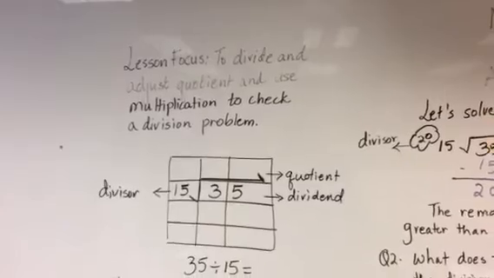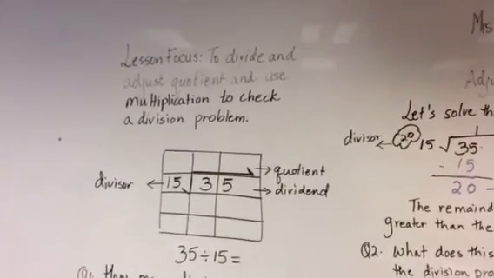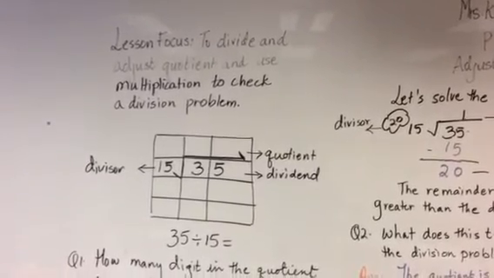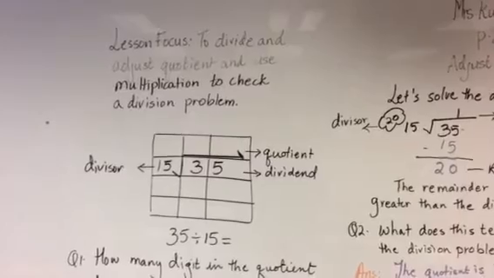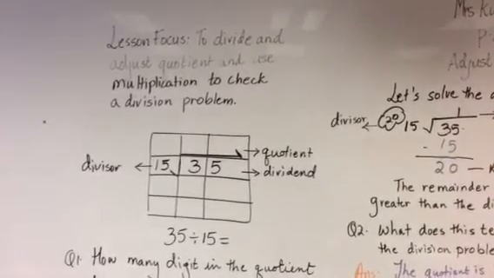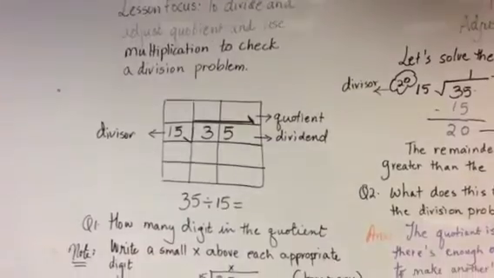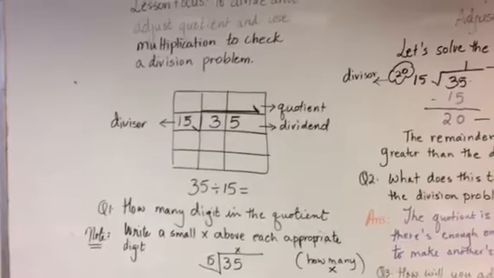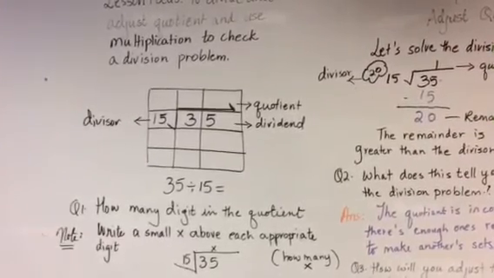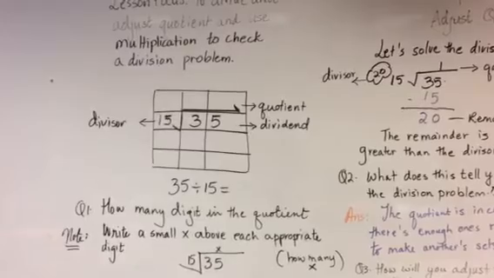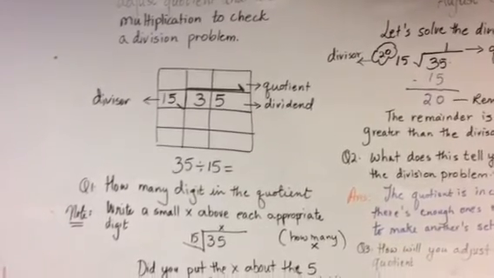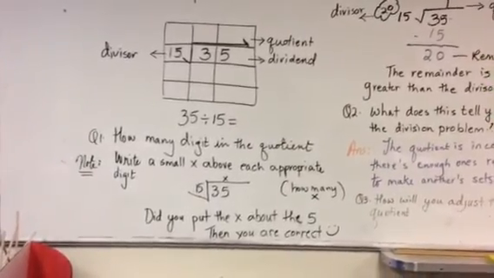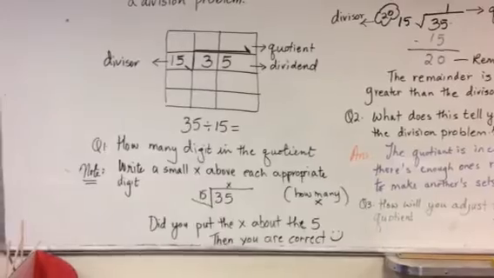So if you see in the grid, I have 35 divided by 15. So 15 is the divisor, 35 is the dividend, and quotient you're trying to figure out. So question number 1, how many digits in the quotient? Write a small x above each appropriate digit. So if you did, you should have got it. Did you put the x above the 5? Then you're correct.